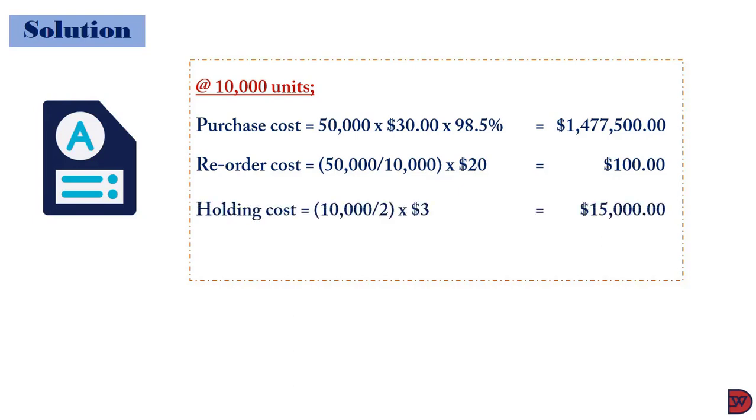So with the holding cost, average inventory, 10,000 order quantity divided by 2, multiplied by the holding cost per unit, it will lead to $15,000.